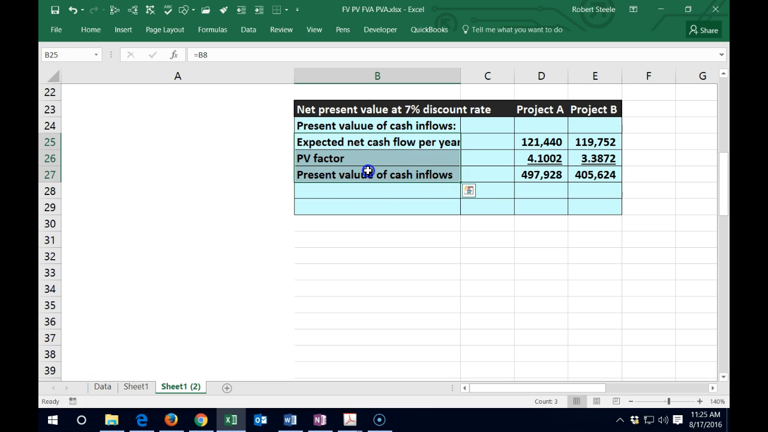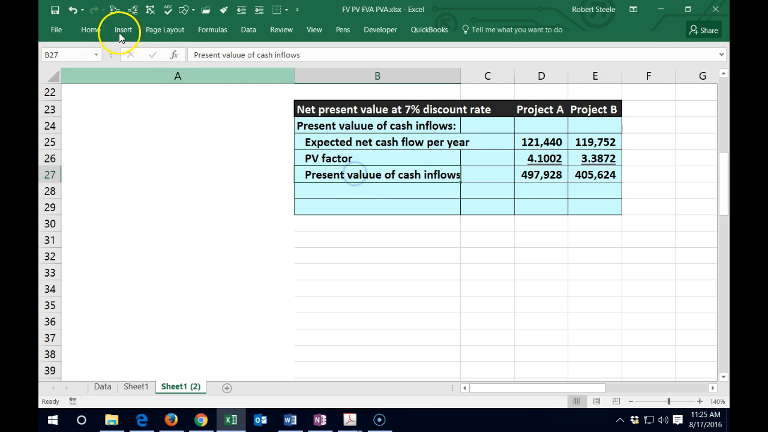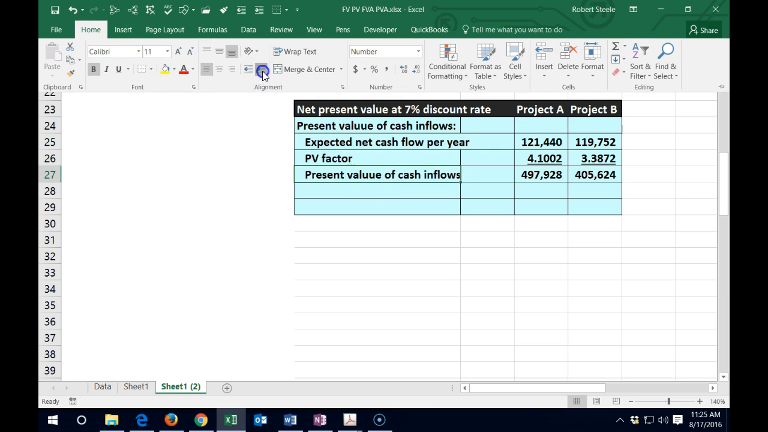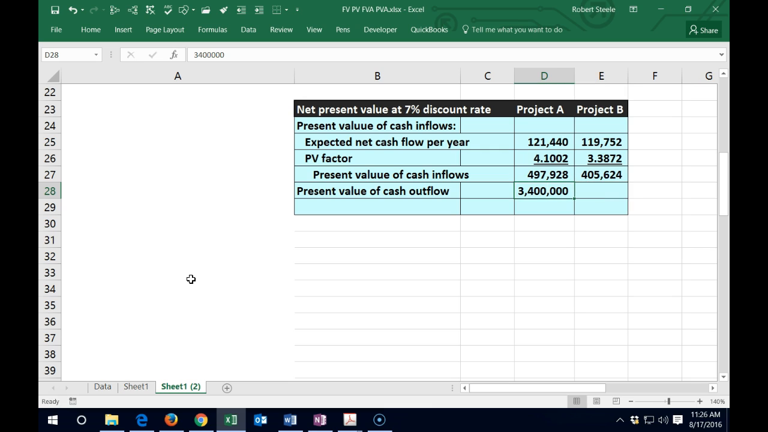Now I'm just going to clean this up a bit. I'm going to highlight these, go to the Home tab, alignment, and indent that one. Okay, so now we're going to compare that to the present value of cash outflows. And for this case, that's a really easy calculation. It's 340,000. That wouldn't be a good investment if it had an extra 0. And that's because we put the cash in up front in this case, if we're purchasing the machinery, and that's the only investment we have.